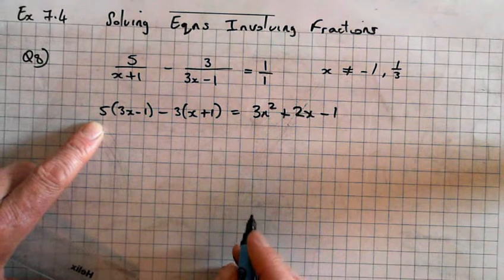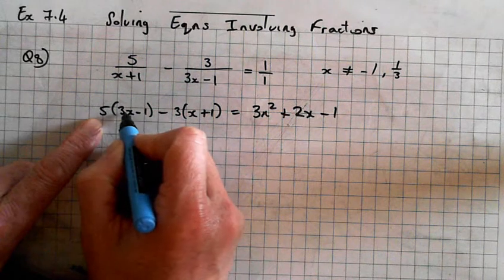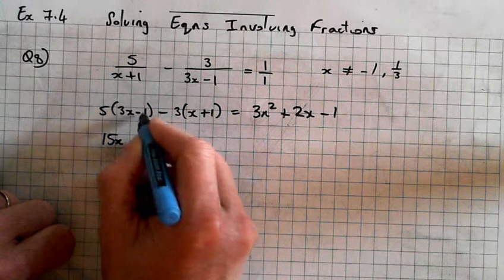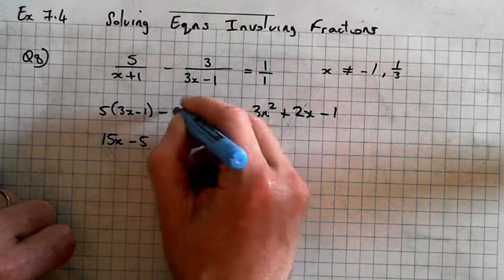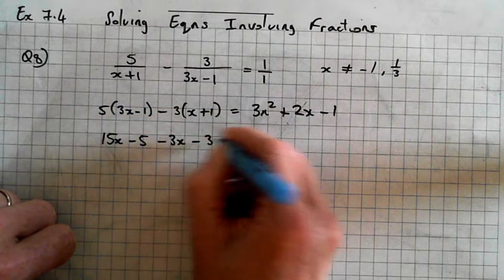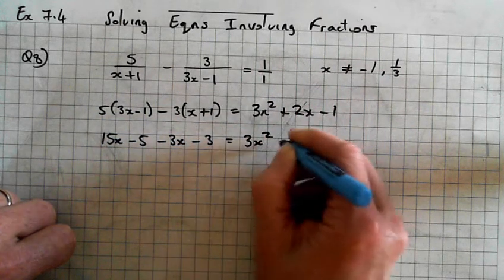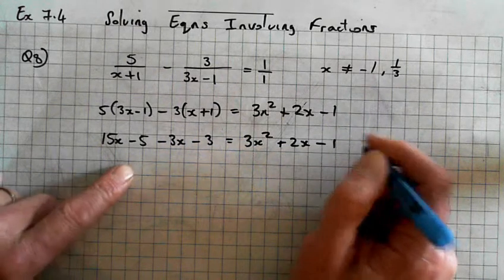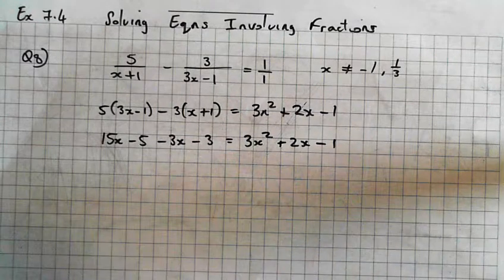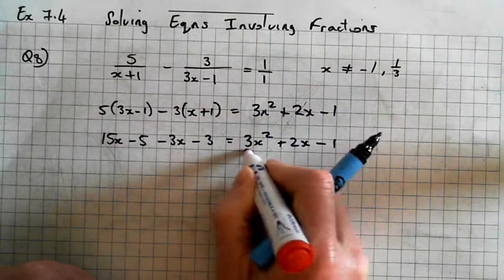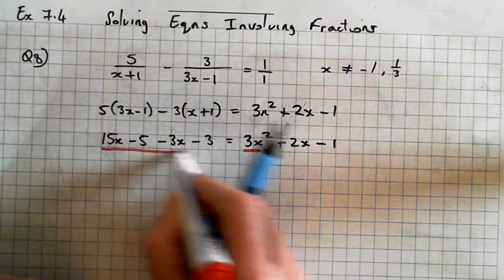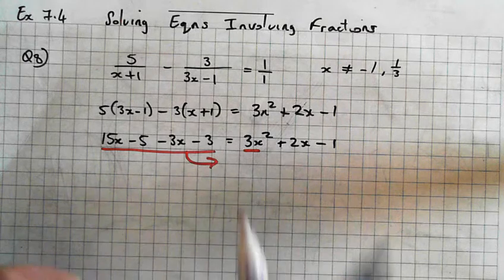Now what we do is multiply out these brackets. 5 times 3x. 5 times minus 1. Minus 3 times x. Minus 3 times 1. Now I told you before, we like to keep x squared positive. So it's positive where it sits. So what we'll do is we'll move all of this stuff across the equals that way.